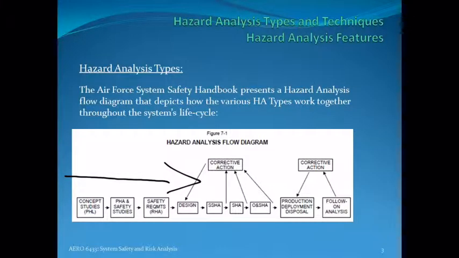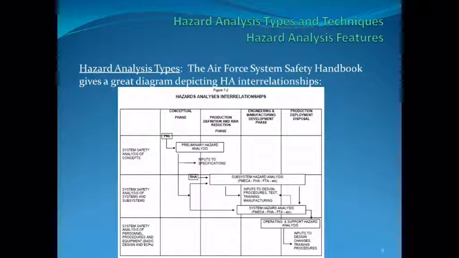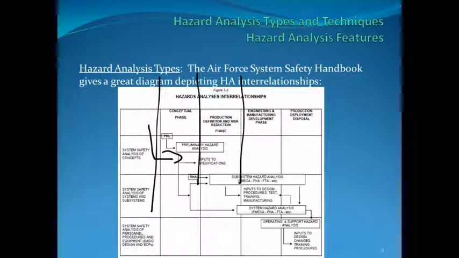Here's a diagram from the Air Force System Safety Handbook that shows exactly that. Shows how the hazard analysis types relate with each other, flowing out of one and into another, and then also how that relates to the different phases within the system life cycle. Unit 2 will be designed around hazard analysis types and how they relate in the system life cycle. So I wanted you to have a clear understanding of how this works.